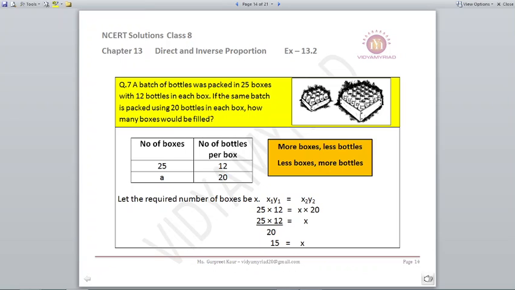So I will multiply. So 25 multiplied by 12 is equal to x multiplied by 20. Let it be x. So it comes out to be 15. So the number of boxes will be 15. Earlier it was 25. Now it has reduced to 15.